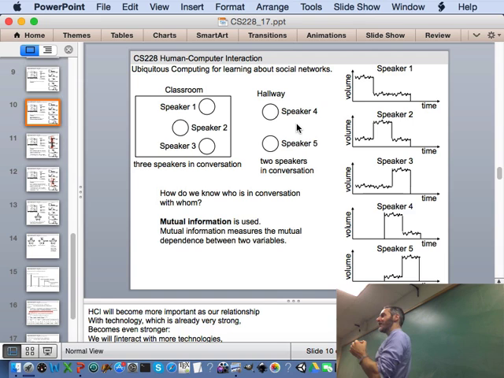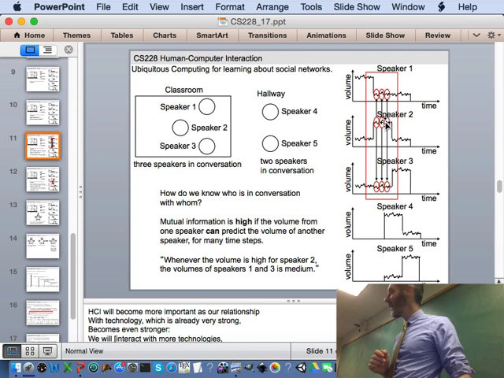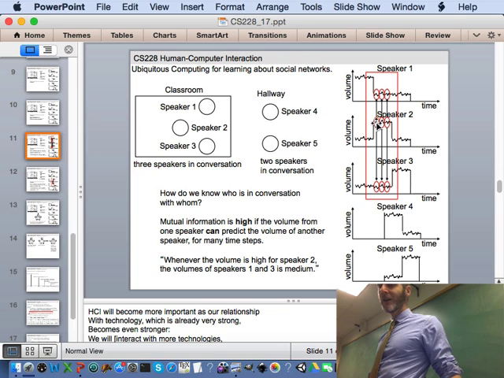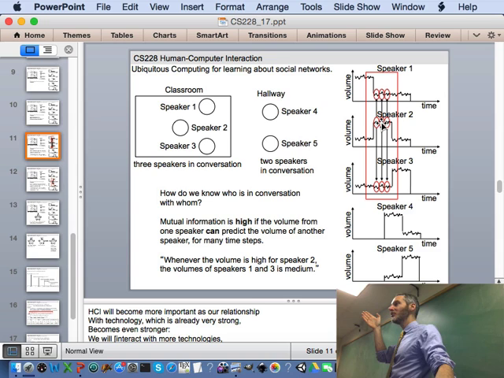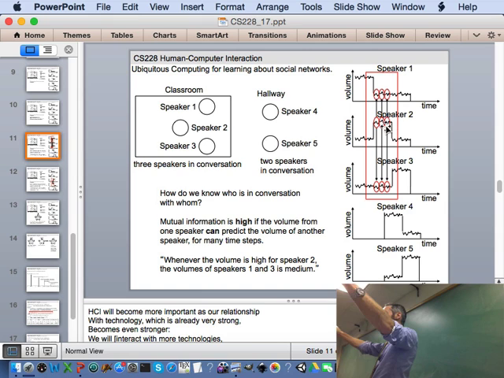And I'll show you an example of mutual information applied to this problem. Let's imagine at this particular point in time, I'm looking at the data coming from microphone two, and I see that volume is high throughout this period here. So I'm measuring phenomenon one, which is the volume coming from microphone two. And I see that whenever, again, only during this time period, whenever volume is high for microphone two, it is always medium for microphones one and three. That means mutual information is high in this case. During this period, whenever I see that microphone two's volume is high, I can predict that the volume for microphones one and three is medium. They're sort of correlated, right? Whenever two is high, one and three is always medium.